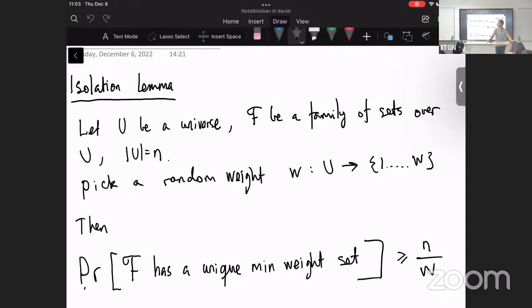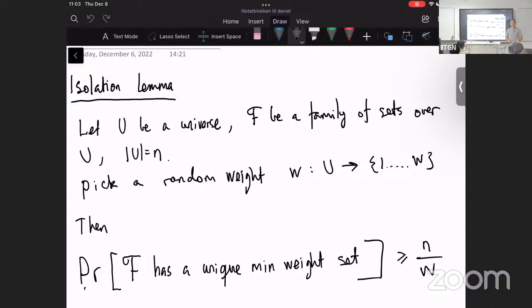Is it possible at all to see this screen? I should probably be doing this, right? There we go. All right. Can you guys see the screen?